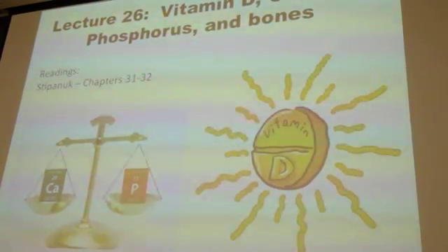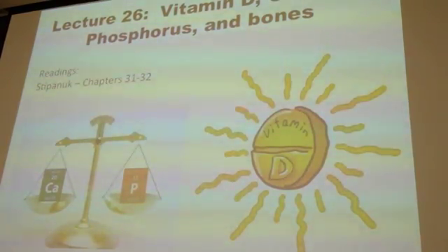So today's lecture is going to be on vitamin D, calcium and phosphorus, and their biochemistry, their metabolism, and their physiological importance with relationship to bone. So the relevant reading would be in the Stipanuk textbook, chapters 31 and 32.